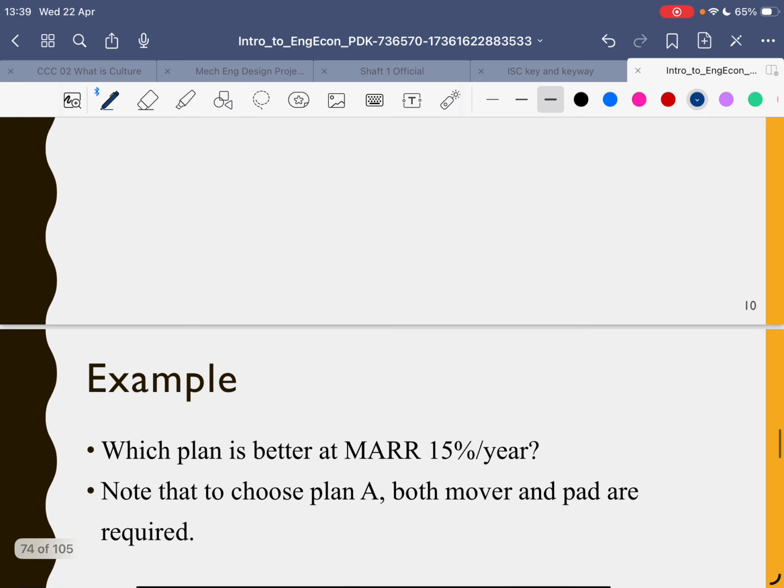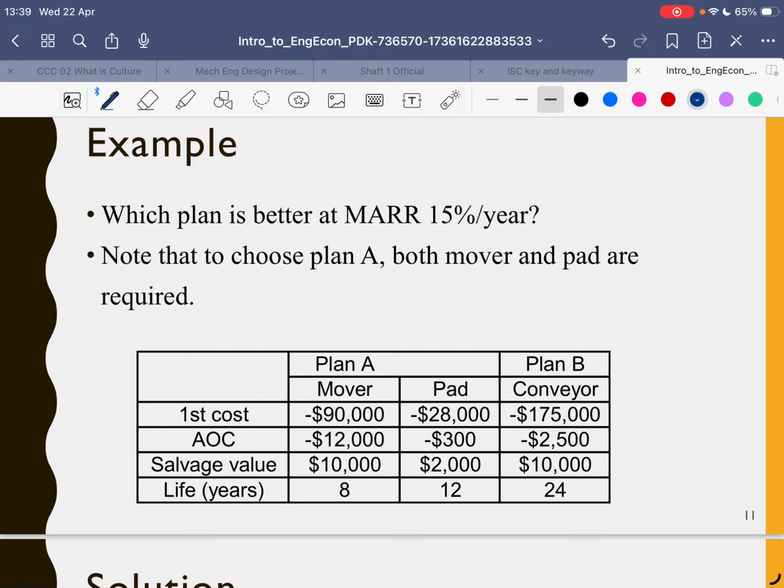What's more interesting is this one. Which plan is better at an MARR of 15%? You have two plans. Plan A is basically a material handling project. You have to decide how to implement the material handling project in the manufacturing plant. The first one is plan A: you have a mover and you have a pad. And plan B is to use a conveyor. Note that when you use plan A, both mover and pad are required, but that's not a big deal.